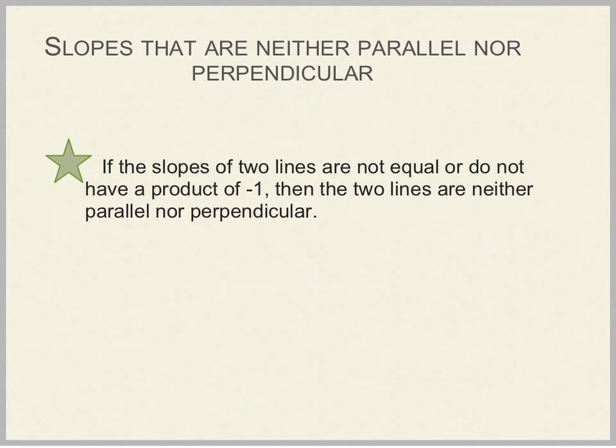Lastly, we can have lines that are not parallel nor perpendicular, and we would know that if first of all, the slopes are not equal, meaning they are not parallel or the same line, or the slopes do not have a product of negative 1, meaning they are perpendicular.